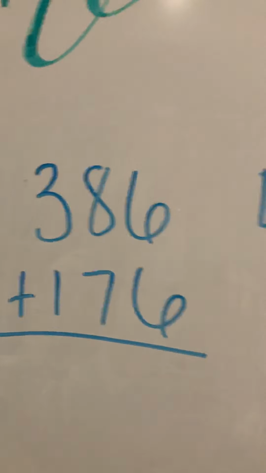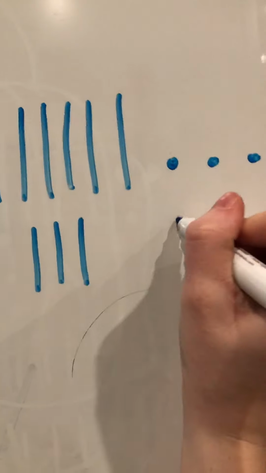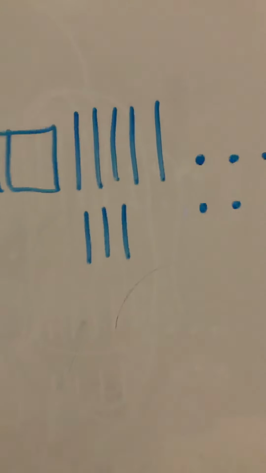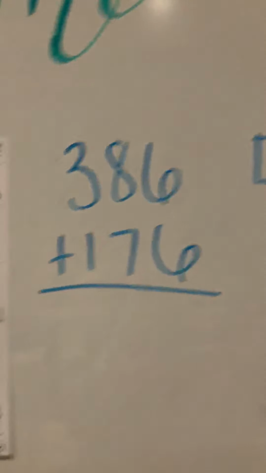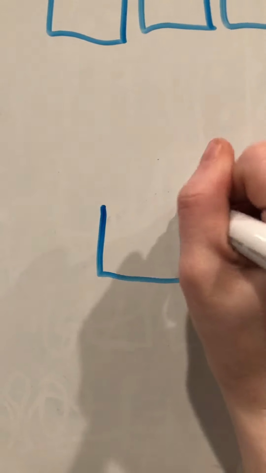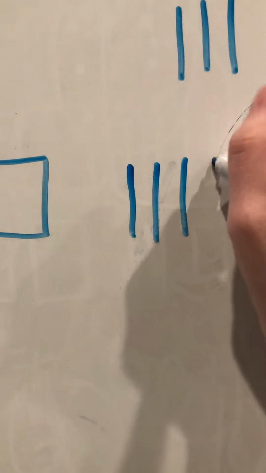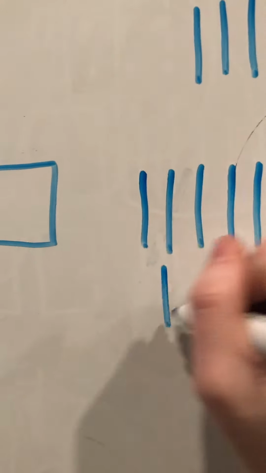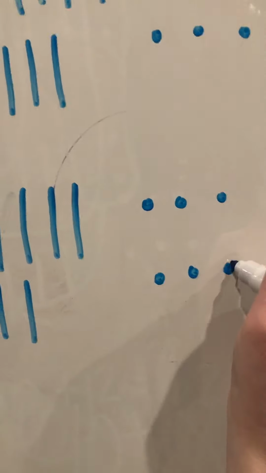And then we have our 6 1s. So I'm going to come over here. I'm going to draw 1, 2, 3, 4, 5, 6. Our 6 1s for 386. And then we have our 176. So we're going to draw our 100. Our 7 10s. 1, 2, 3, 4, 5, 6, 7. And then we're going to draw our 6 1s over here. 2, 3, 4, 5, 6.